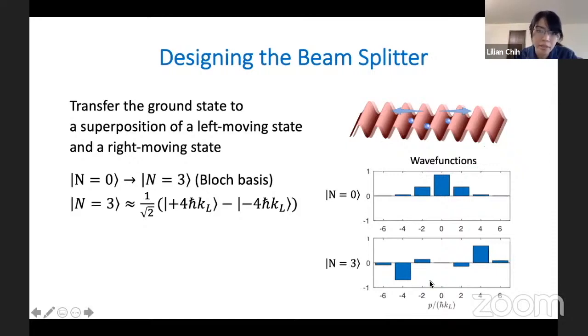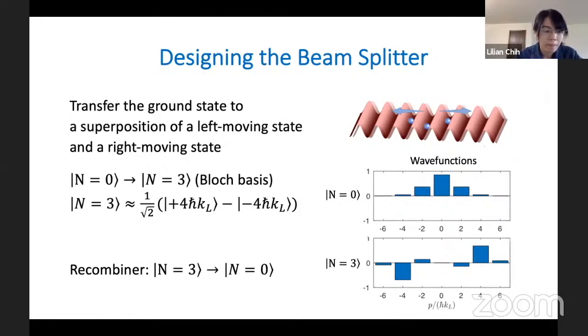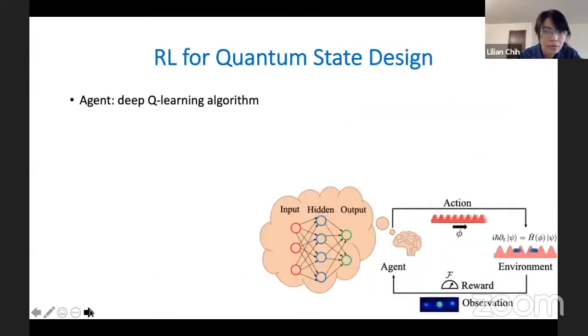And we set this as our target state because it has a right moving component and a left moving component. And since this is an eigenstate of the system, it will be stationary during free propagation. Once we get the splitting protocol, the recombining process is basically the time reversed process. And the recombining protocol would transfer the third excited state back to the ground state.